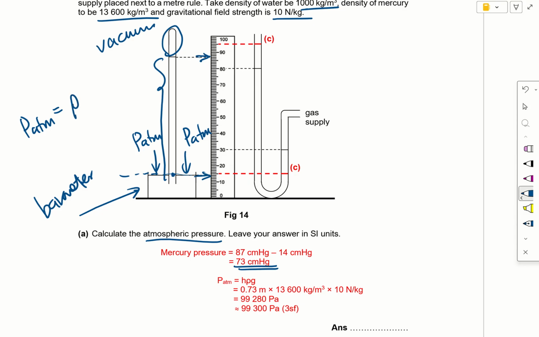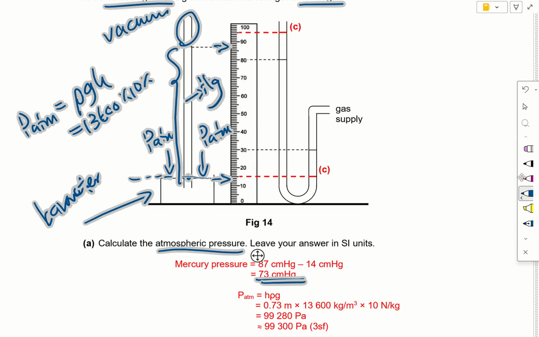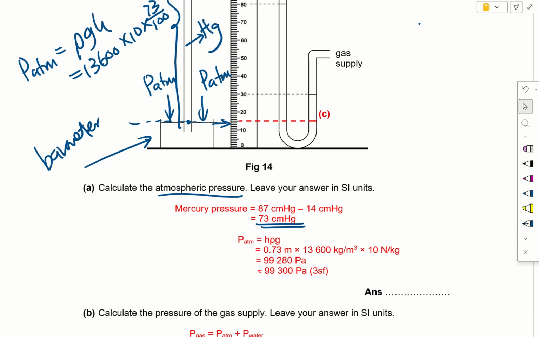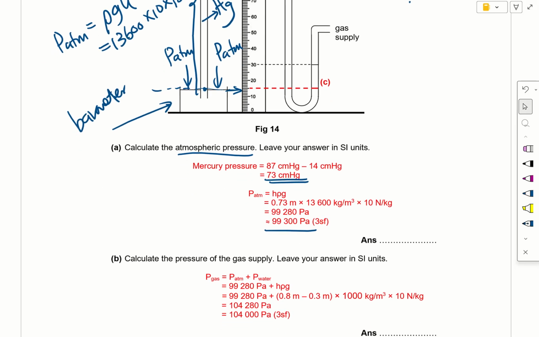Okay, so applying rho g h, our density is 13600 because this is mercury. g is 10, h is 73. I can't really read very well. I need to convert to SI unit. So in the end, I should get 99,300 Pascal. Now calculate the pressure of the gas supply.